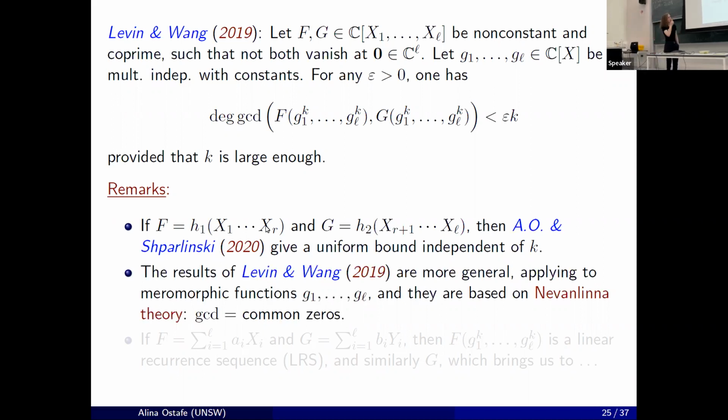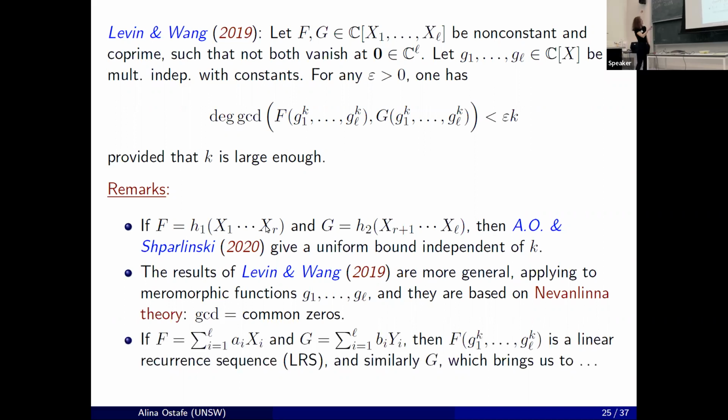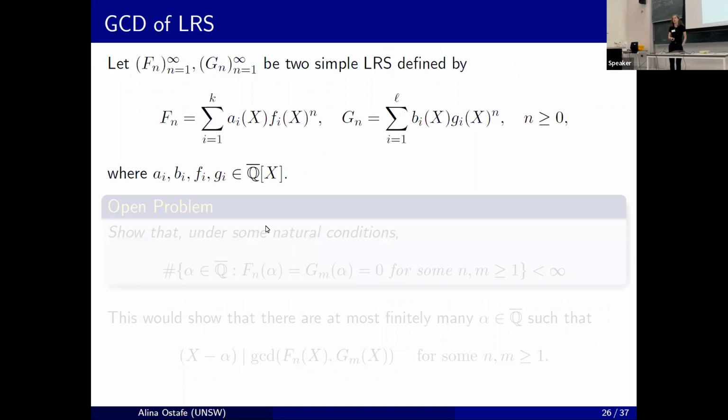I should also mention that the results of Levin and Wang are more general. They apply actually to meromorphic functions. And here GCD means common zeros. And they are based on Nevanlinna theory. So it's a different game. The result is much more general. But if F and G are linear forms, then this is a linear recurrent sequence, and the same for G, which brings us to the last part of the talk, GCD of linear recurrences.